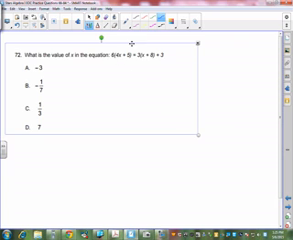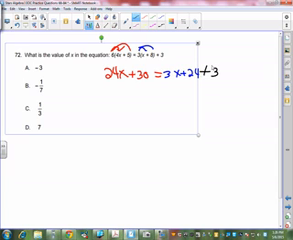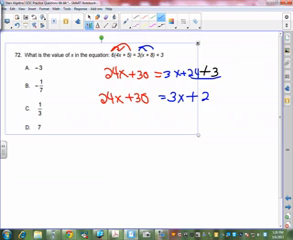Okay, this one they want us to solve it all the way, so let's go ahead and distribute. 24x plus 30 equal to 3x plus 24 plus that 3. This side is simplified, but we need to simplify this side over here a little more. We can't combine anything with 3x, but we can add 24 plus 3 and get 27.